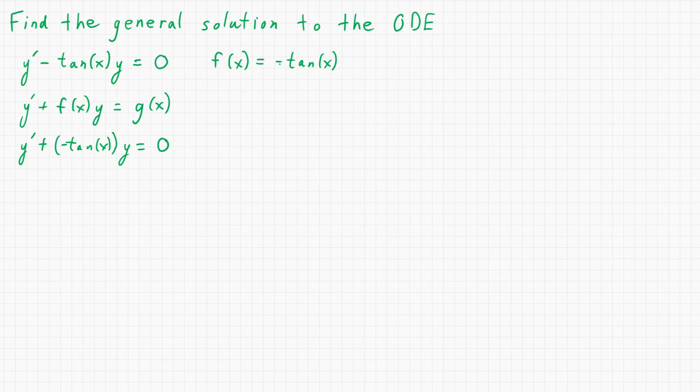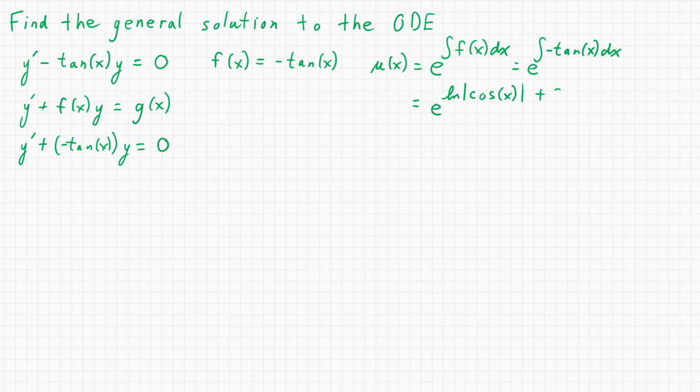Now that we've worried about that little pitfall, we're going to compute the integrating factor. The integrating factor mu of x is equal to e to the indefinite integral of f of x dx, and that's e to the indefinite integral of negative tangent of x dx. Like me, you'd probably have to go back and look at some integrals to figure that out. The indefinite integral of negative tangent of x is the natural log of the absolute value of cosine of x.